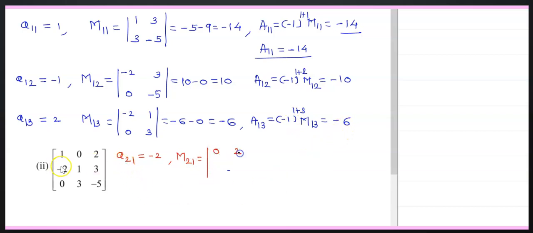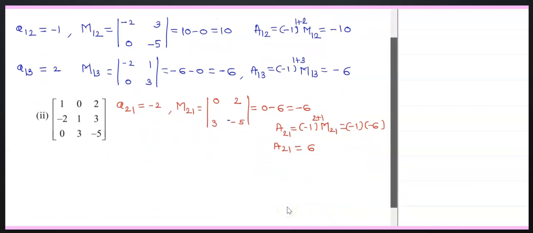A21. Now this is the element A21. Now look at this vertically upward and downward, and horizontally you will get 0, 2, 3, minus 5. Solve this. This will become 0 and minus 6. Overall it is minus 6. Therefore A21 is equal to (-1) raised to 2 plus 1 times M21. Oh, it is a minus, and minus minus will become plus. A21 is 6.